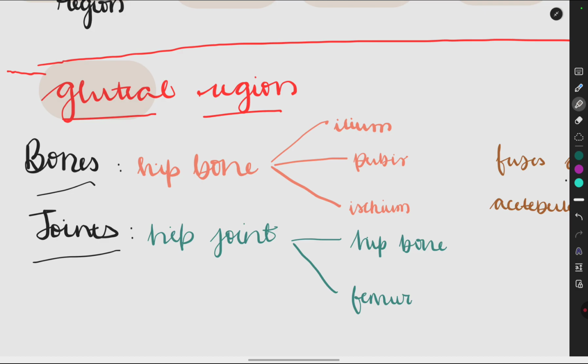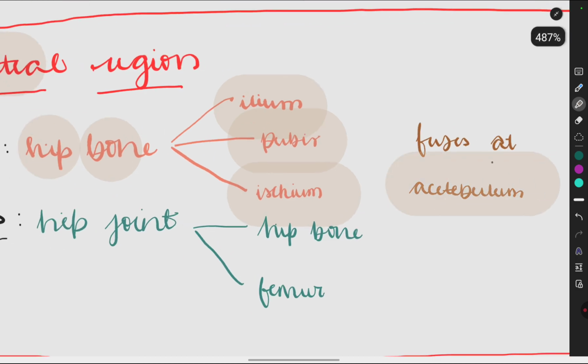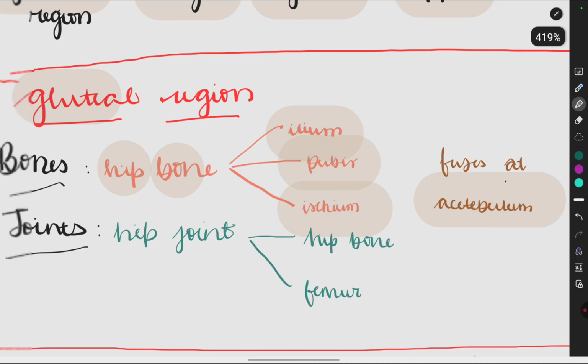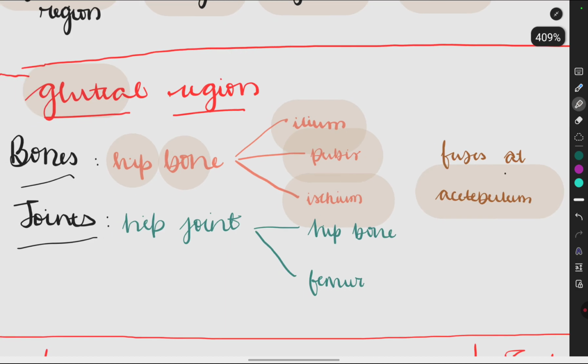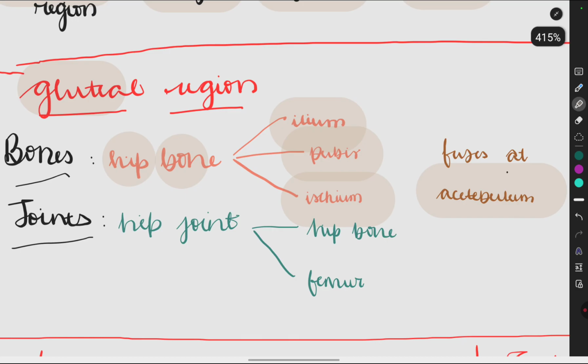The bones that lie in the gluteal region are the hip bones. There are a total of 3 hip bones: ilium, ischium and pubis, and these together form the acetabulum, where the head of the femur attaches to form a joint, the hip joint. The joint is the hip joint, as I already told, formed by the articulation of the hip bone and the femur bone.